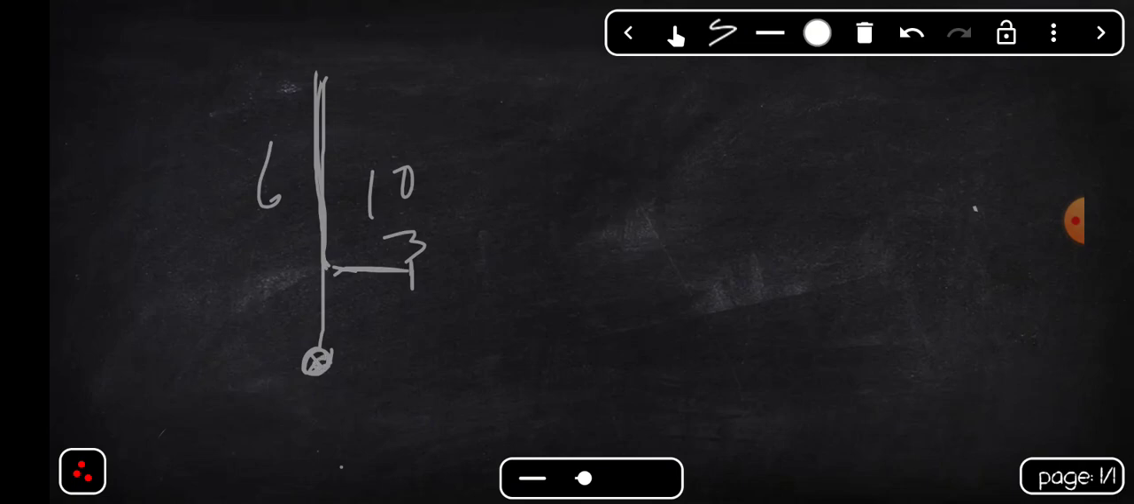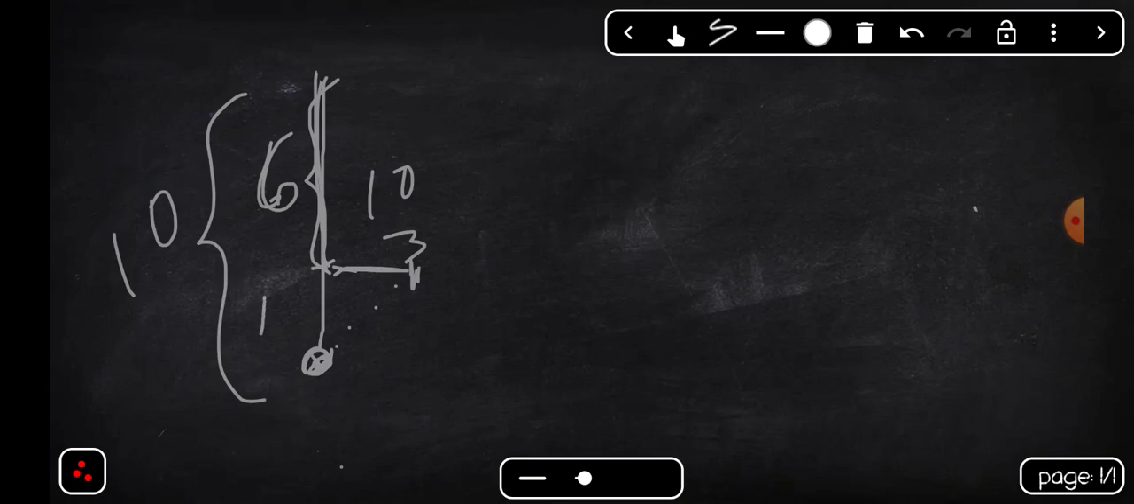This is the starting point and this is the ending point. Which direction is this? We have to find out the direction and distance. The distance is 6 meters, the total is 10 meters, so this is 6 meters and then this is 4 meters.